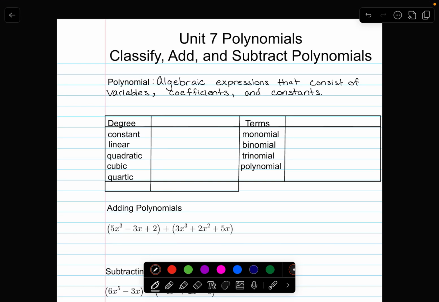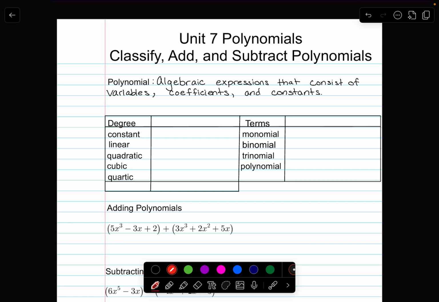Classify, add, and subtract polynomials. All right, today's lesson is full of definitions and then a quick lesson on adding and subtracting polynomials. Okay, so a polynomial is an algebraic expression that consists of variables, coefficients, and constants.